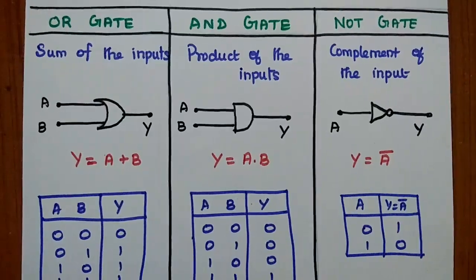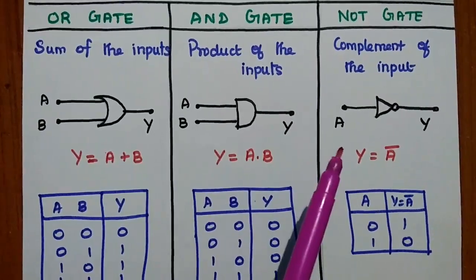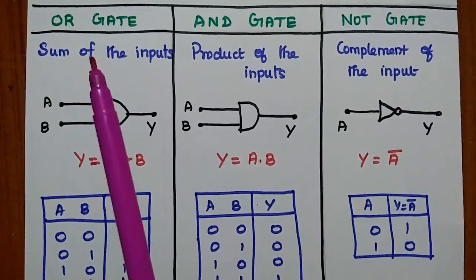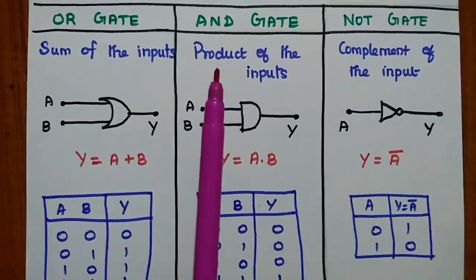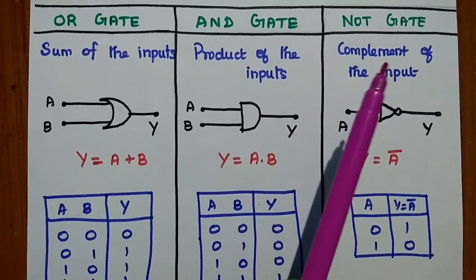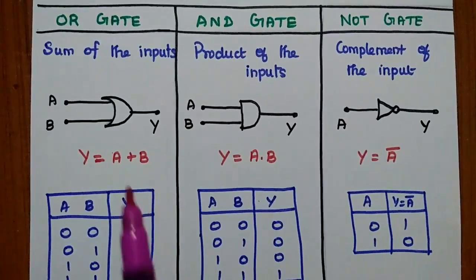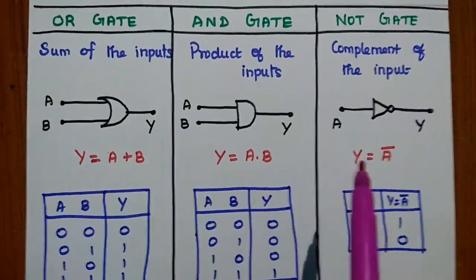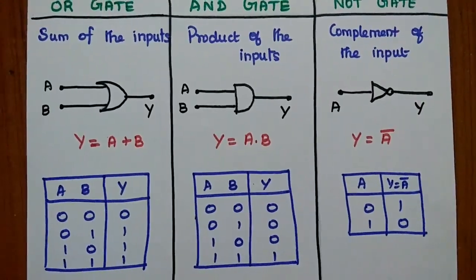So this is the final comparison of basic gates: OR gate, AND gate, NOT gate. OR represents the addition operation, that is the sum of the inputs. AND represents the multiplication operation, the product of the inputs. NOT gate represents the complement of the input. These are the symbols used. Y is equal to A plus B for OR gate, A dot B for AND gate, and for NOT gate, Y is equal to A bar, with their respective truth tables.